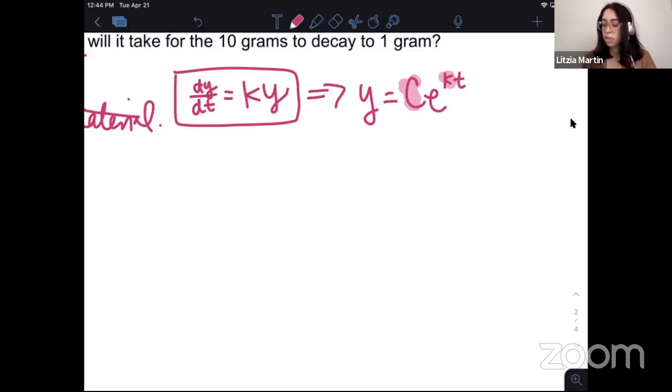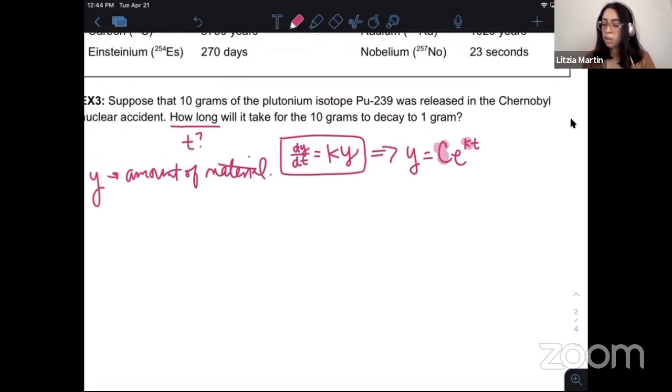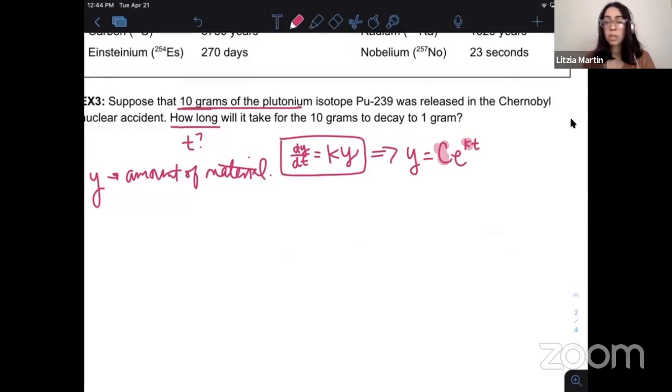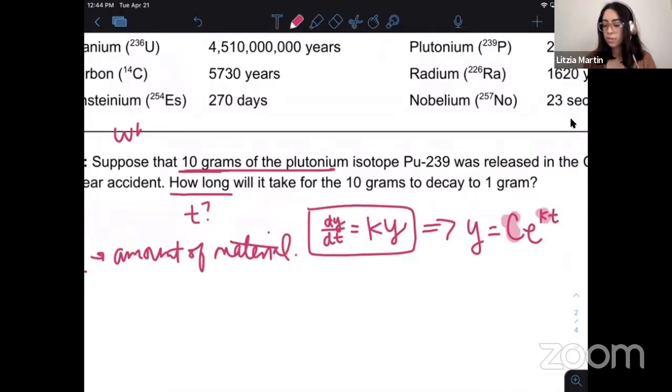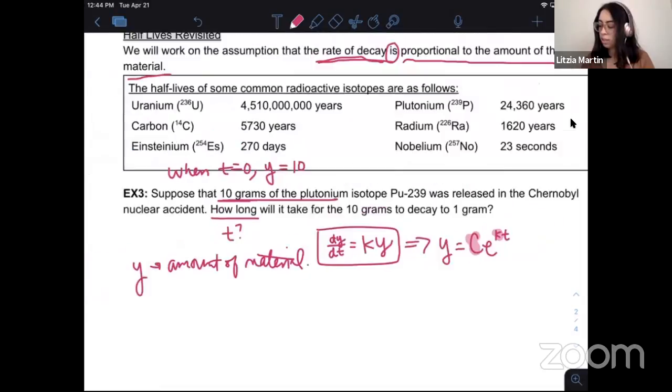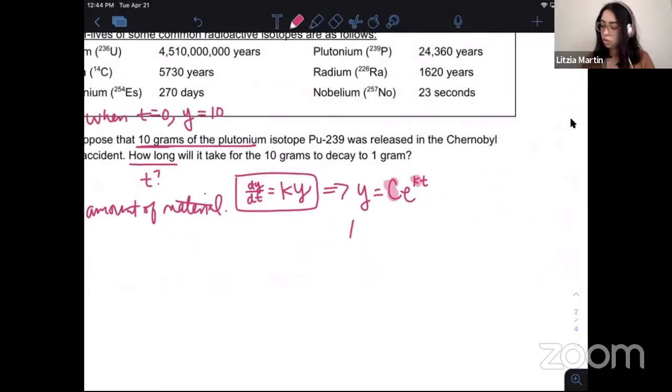Let's look at what they told us. We're starting with 10 grams of plutonium. So that means when t is equal to 0, y is equal to 10. That is a piece of information that we can go ahead and plug in to this equation.